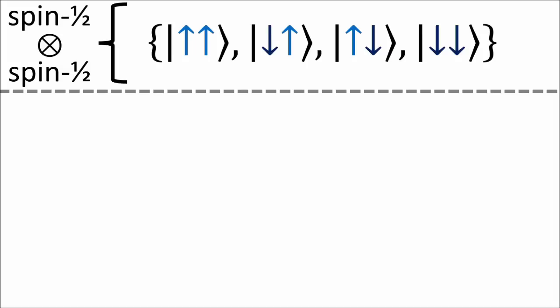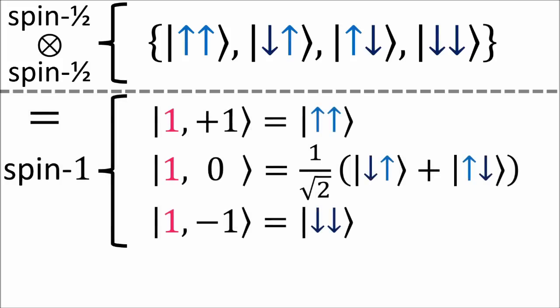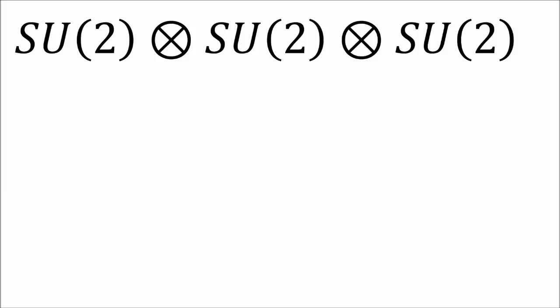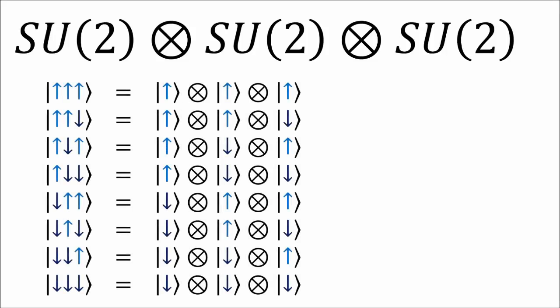So at this point, we basically know everything we need to know about the spin 1/2 tensor spin 1/2 representation. We know it decomposes into a direct sum of a spin 1 irrep and a spin 0 irrep, and we know the coefficients for changing to the irrep basis. Now let's try looking at the tensor product of 3 spin 1/2 SU2 irreps, which has 8 basis states.